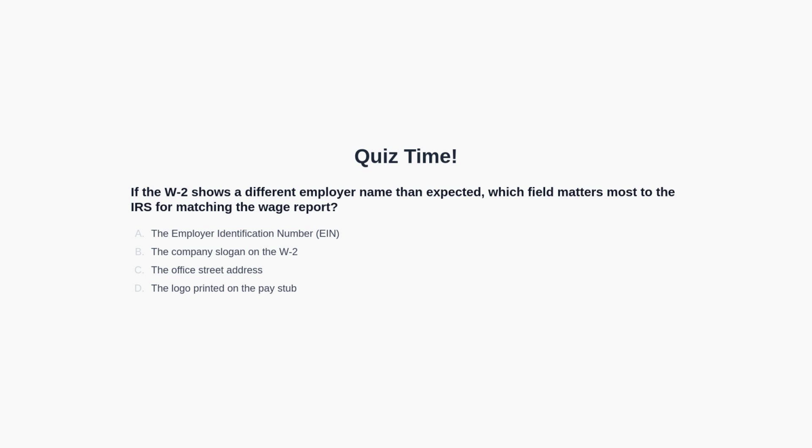Option A, the Employer Identification Number, or EIN. Option B, the company slogan on the W-2. Option C, the office street address. Option D, the logo printed on the pay stub. You may pause the video now to think about the answer. We will discuss the answer in the next section of the video.